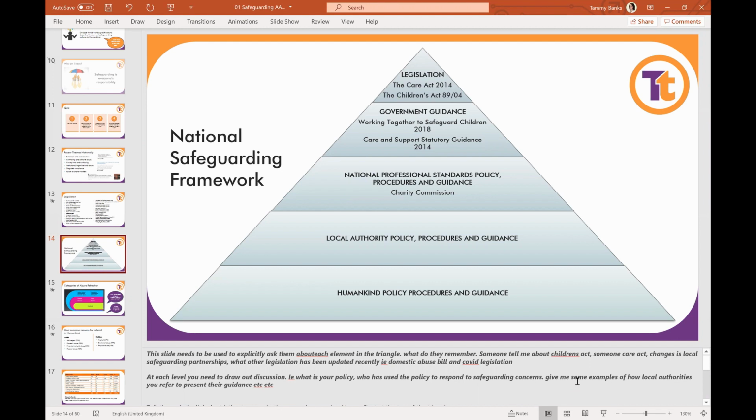And then I've put, at each level, you need to draw out a discussion, i.e. what is your policy? Who has used the policy to respond to safeguard concerns? Give me some examples of how local authorities you refer to present their guidance, etc. So what I was saying is that this slide, I think, when we rejig things in a minute, should be the complete introduction to all of the legislation guidance update. I think specifically this should be the slide that you have as you're talking around it.